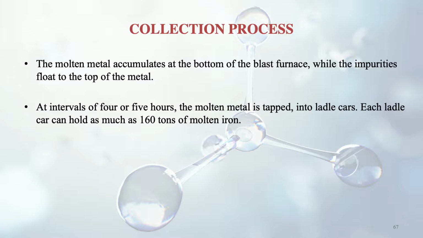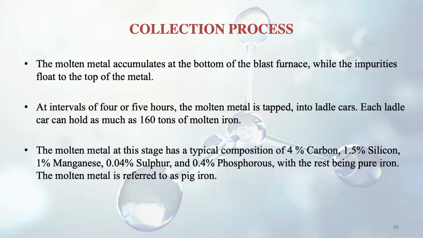So at regular intervals of 4 or 5 hours, this molten metal is tapped into ladle cars. So there are certain cars which are named ladle cars, into which it is collected. Each ladle car can hold as much as 160 tons of molten iron. The molten metal at this stage has a typical composition of 4% carbon, 1.5% silicon, 1% manganese, 0.04% sulfur and 0.4% phosphorus. So this is the chemical constitution of the iron that is coming out from the blast furnace.